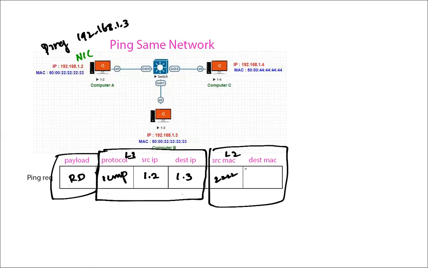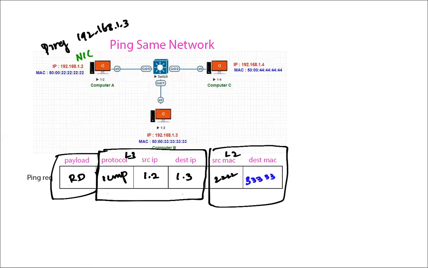Sorry, I got confused with the chat messages; I was seeing the chat also. It's going to be all 3. Extremely sorry for confusing. It's all 3, because we are trying to send the ping request to this device, and its MAC address is all 3.